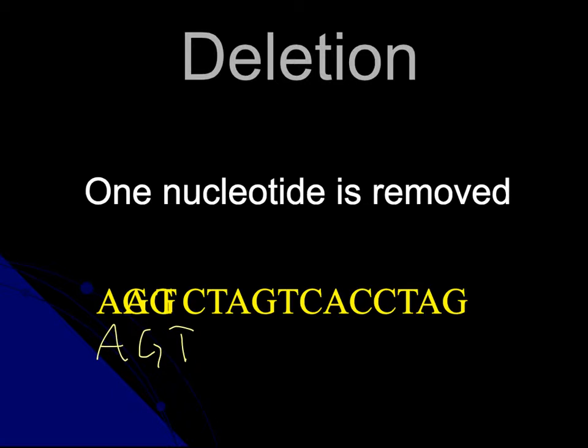Imagine you start with A, G, T, and just imagine that one of these is removed. Imagine that T is removed and all you're left with is A, G, C, T, A. So just imagine that you pull out one of those nucleotides. That's a deletion. And you will need to write this in your notes too, so make sure you're writing that in.